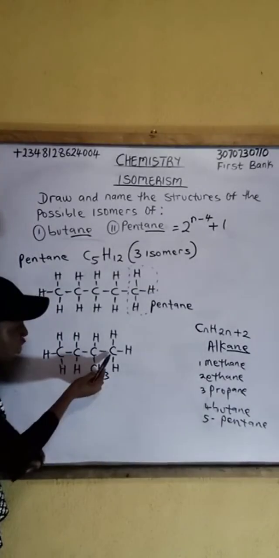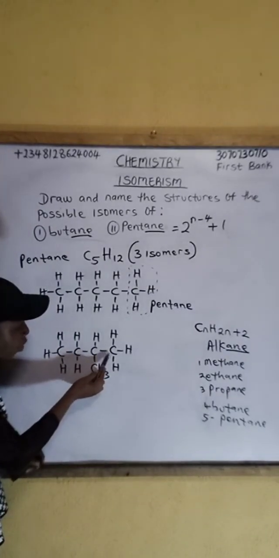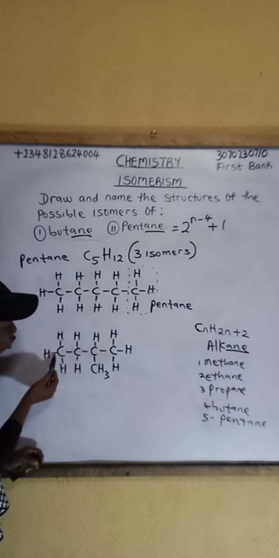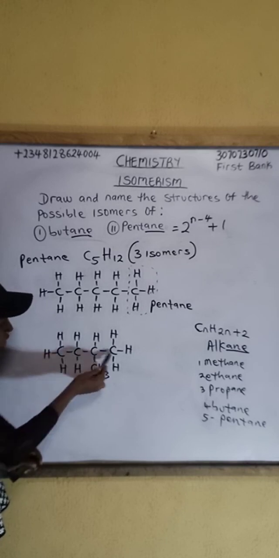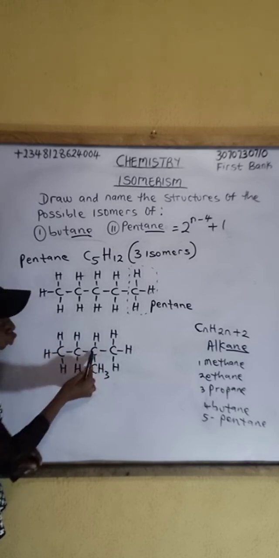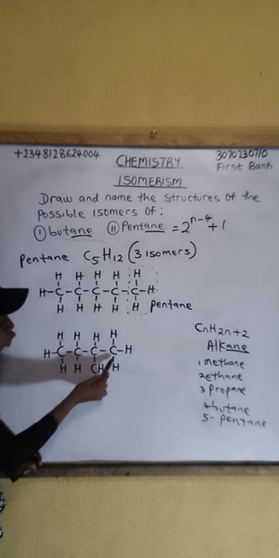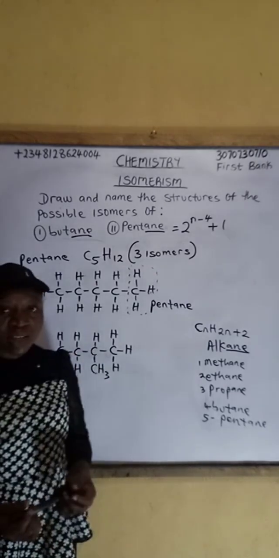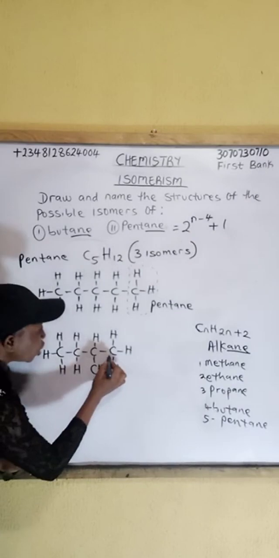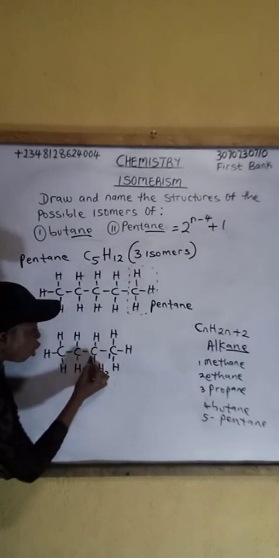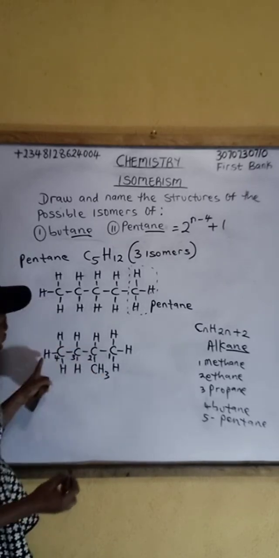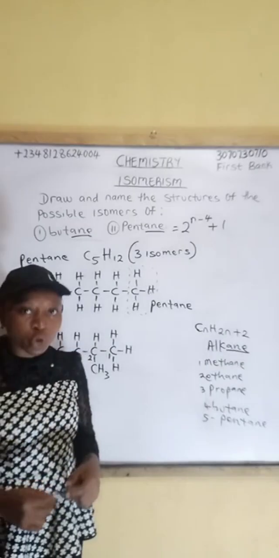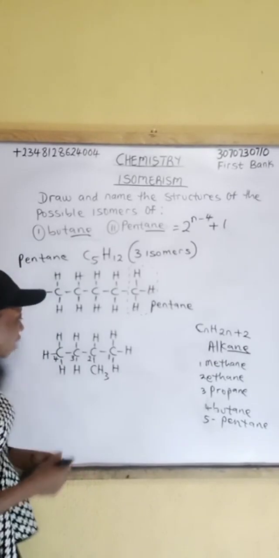Now let's select the longest chain. When carbon joins with carbon atoms, we call it a chain. 1, 2, 3, 4. This is a chain. 1, 2, 3. This is another chain. So we select the longest. This is the longest on a straight line: 1, 2, 3, 4. The longest chain will be our root hydrocarbon.